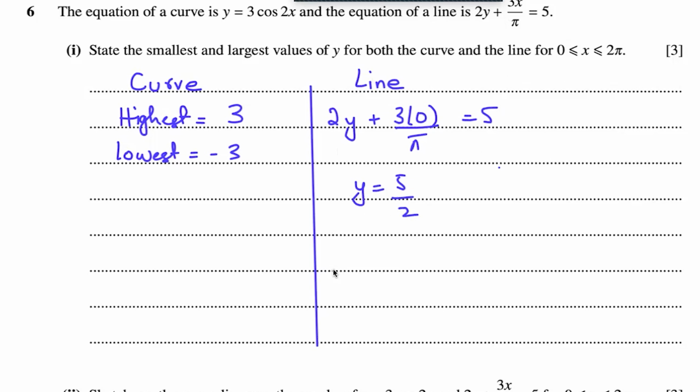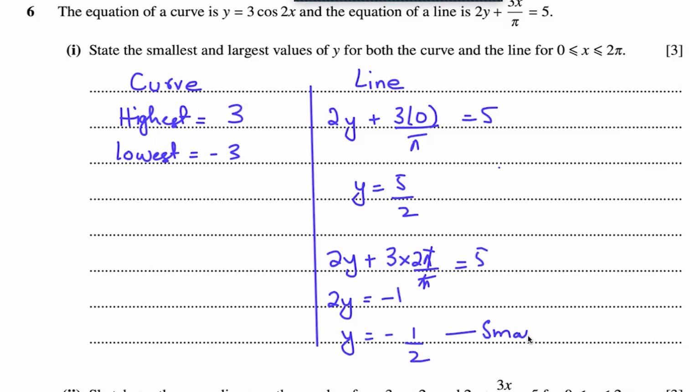Substituting 2 pi into the equation, we get 2y plus 3 times 2 pi upon pi equals 5. Cancelling out the pi's, we have 2y plus 6 equals 5. So 2y equals 5 minus 6, which is minus 1. So y equals minus 1 upon 2. So this is the smallest value, and 5 upon 2 or 2.5 is the largest value.